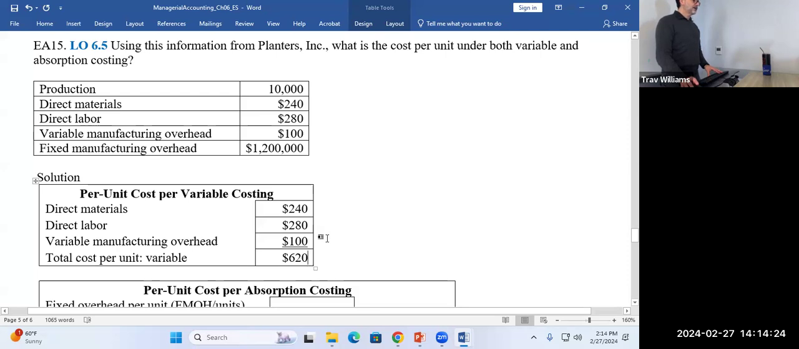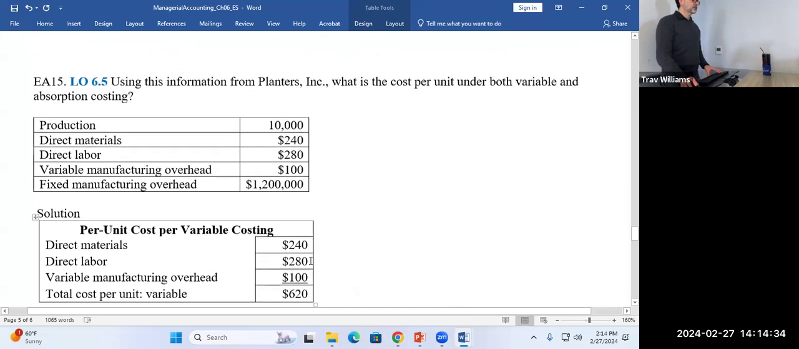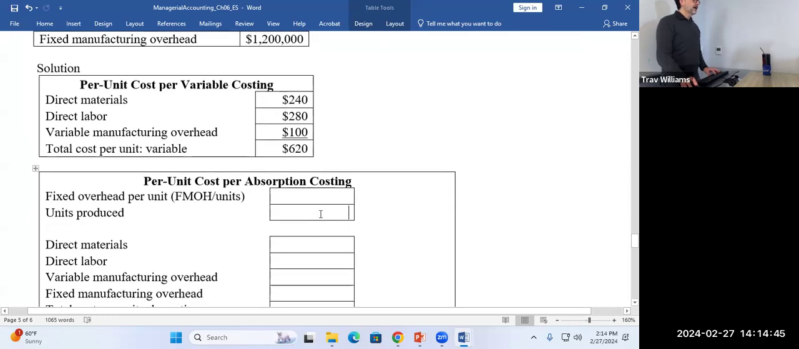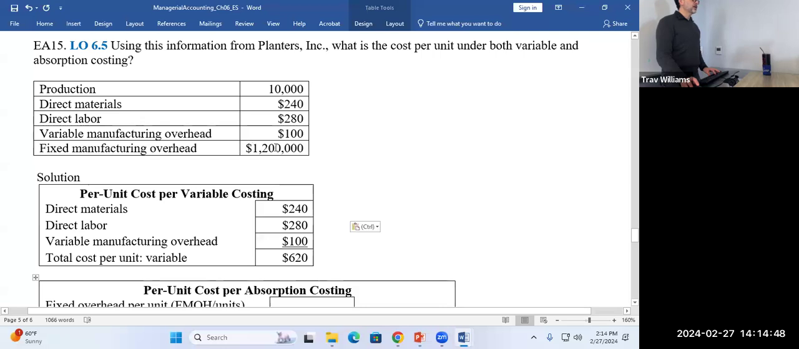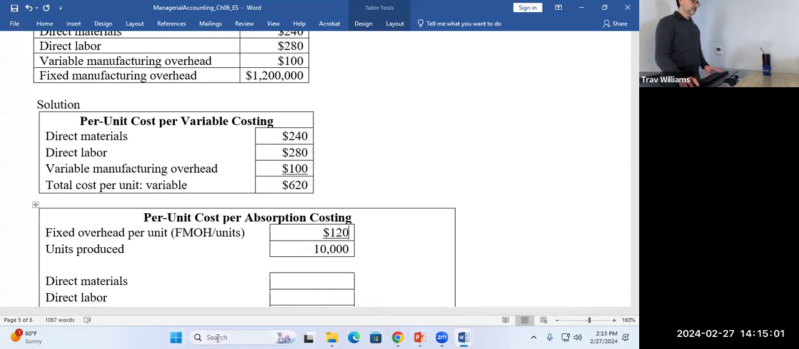Okay. And we did not include any fixed costs there, right? It's all variable. So now with absorption costing, we are going to include fixed costs. So we're talking about 10,000 units. See, it says production 10,000. That means we're producing 10,000 units. And the fixed overhead is 1.2 million. So we divide 1.2 million by the 10,000 units. We get $120. Is that right? I'll double check.